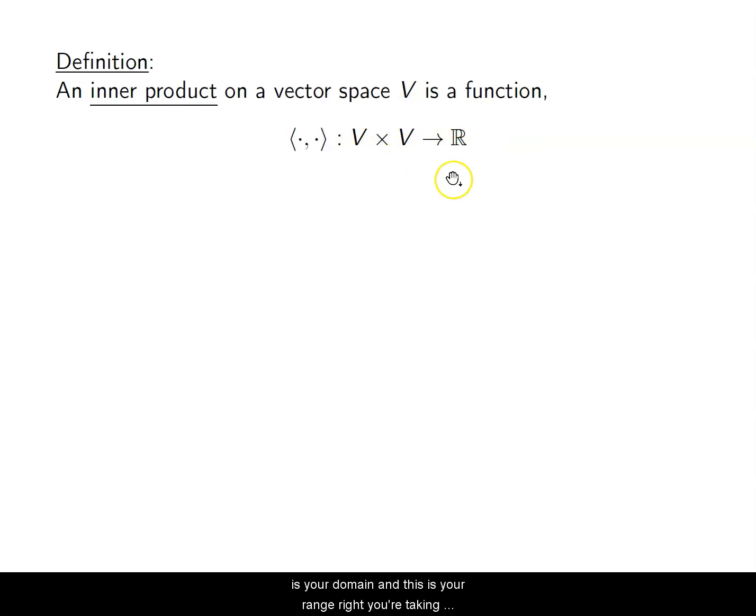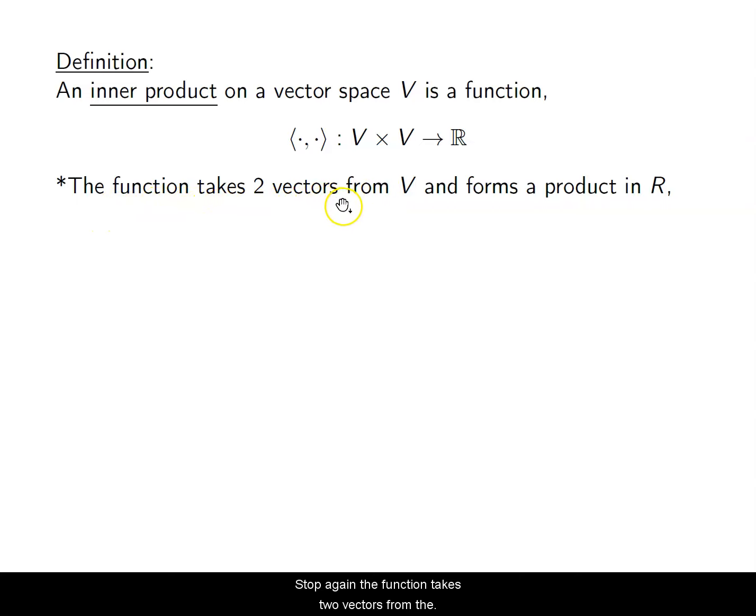So this is your domain, and this is your range, right? You're taking two things from your vector space, you are multiplying them together, and you're getting something in your range, which is a real number. Okay, so this is an inner product on a vector space V. Two things from your vector space multiplied together by the inner product will give you out a real value. That is what this says. Okay, so again, the function takes two vectors from V. And again, your vector space determines what your vectors look like. If my vector space is the space of all 2 by 2 square matrices with determinant that is not 0, right?